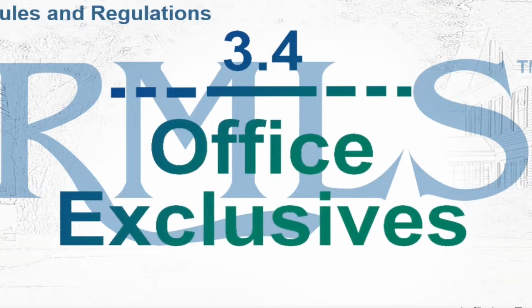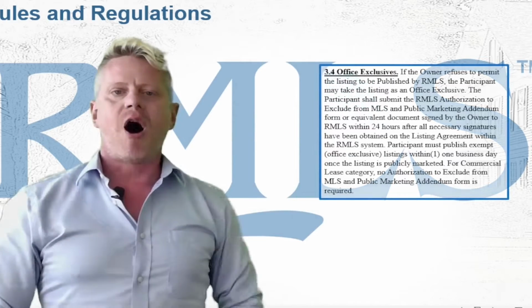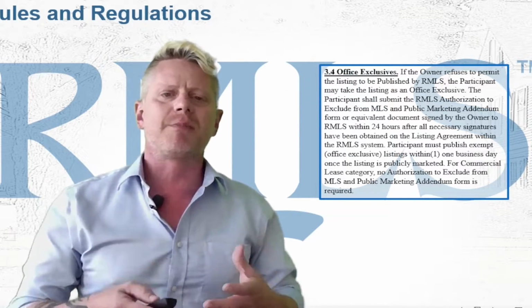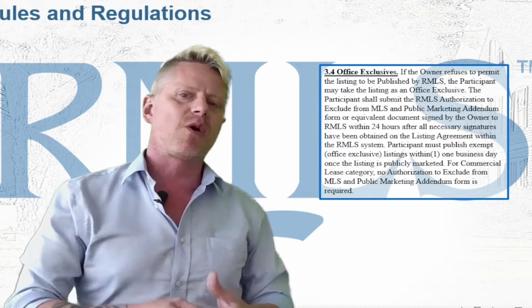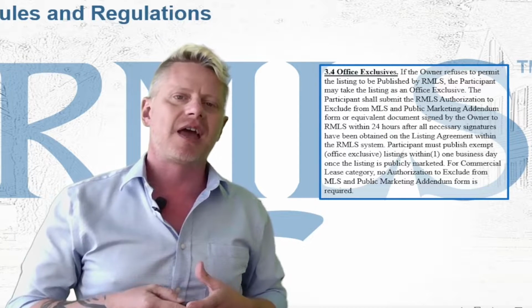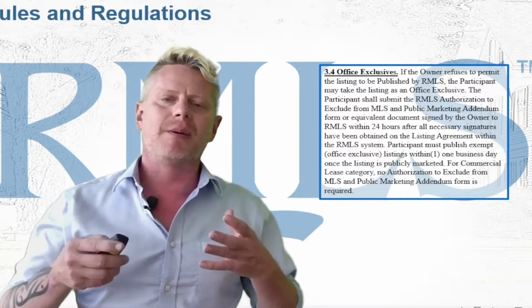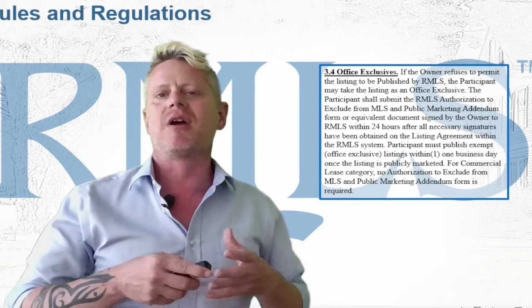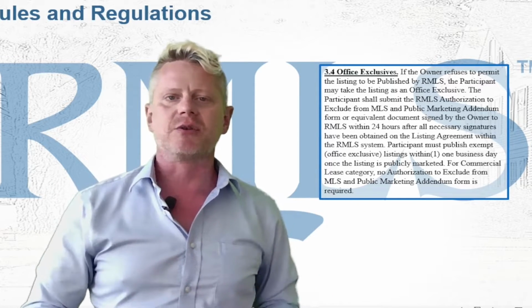Next, we have Rule 3.4, which is all about office exclusive listings. Office exclusive listings have been around for a very long time and have great purpose. However, there are historically nefarious connections tied to these listings. And at RMLS, we are committed to not allowing that historic bad behavior that surrounded office exclusive listings.